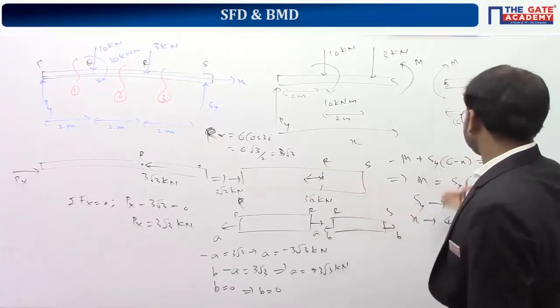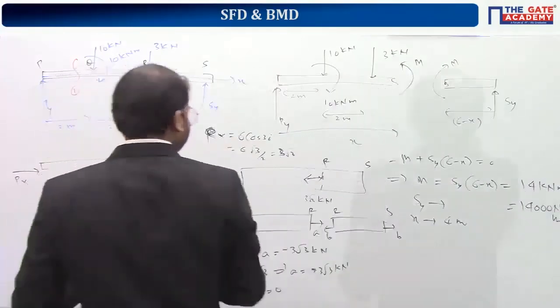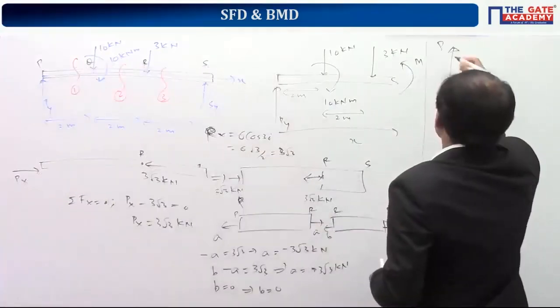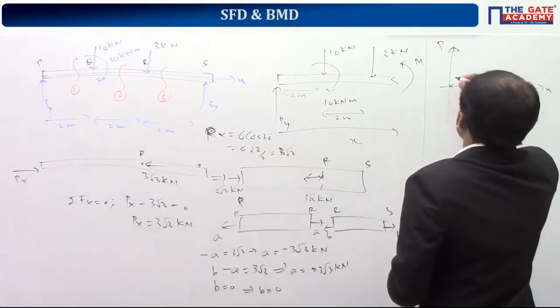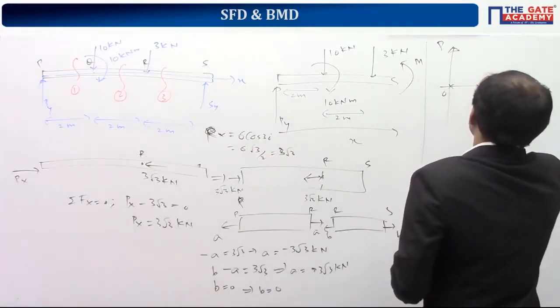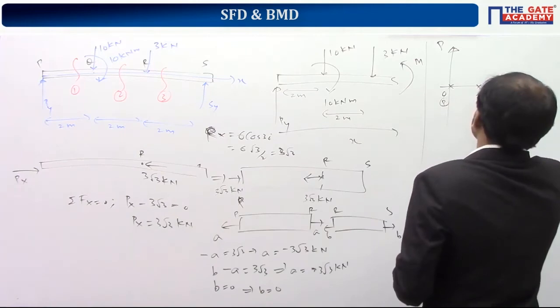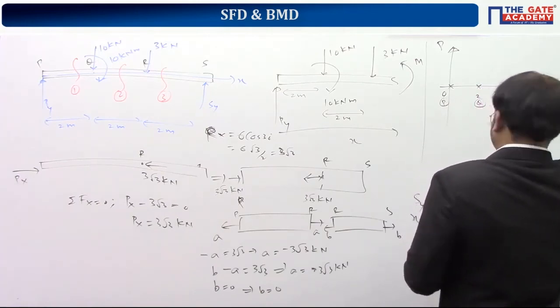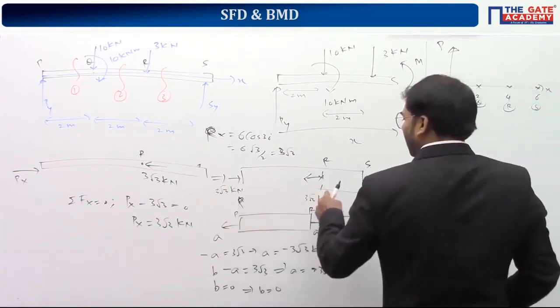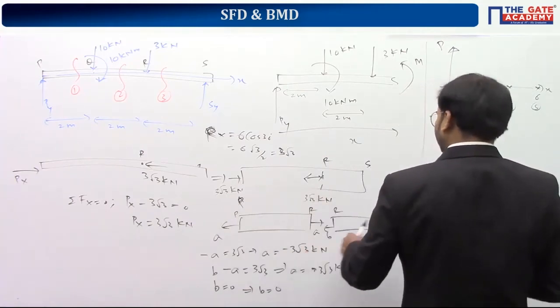Clear? I am rubbing this one out to draw the normal force diagram. So this is normal force X. This point I am taking as 0. This is 2, this is 4, this is 6. And this point is given as P. This is Q, this is R, this is S. So you understood that from P to R it is minus 3 root 3 kilonewton.